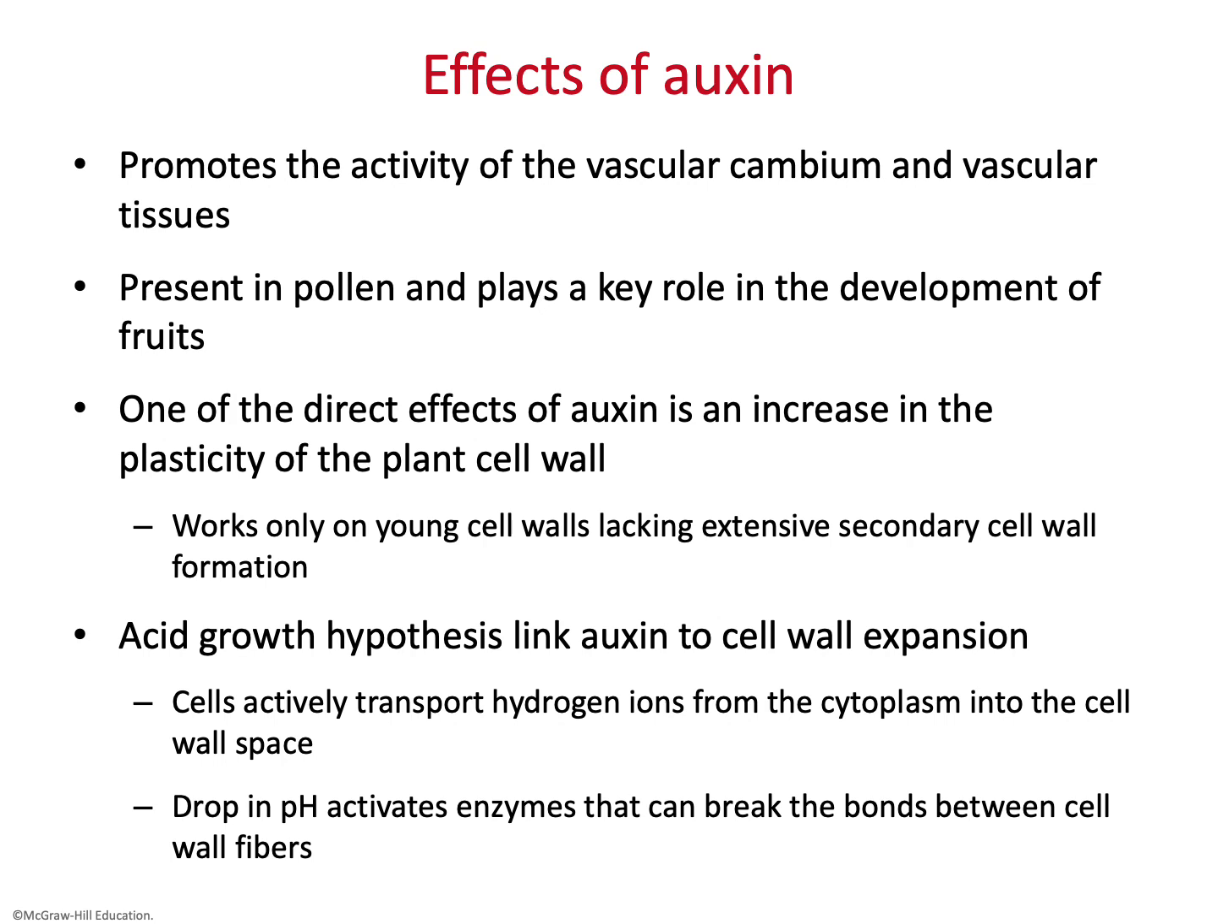According to this hypothesis, auxin causes responsive cells to actively transport hydrogen ions from the cytoplasm into the cell wall spaces, which decreases the pH. These activate enzymes that break the bonds between cell wall fibers, allowing the cell wall to expand.